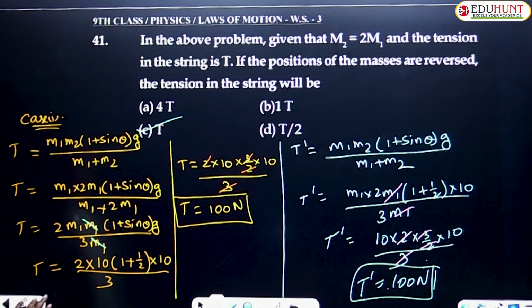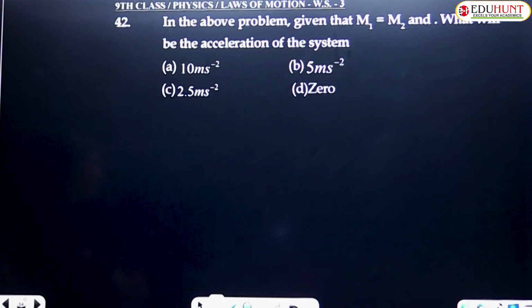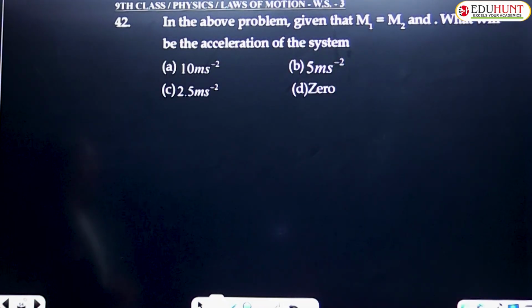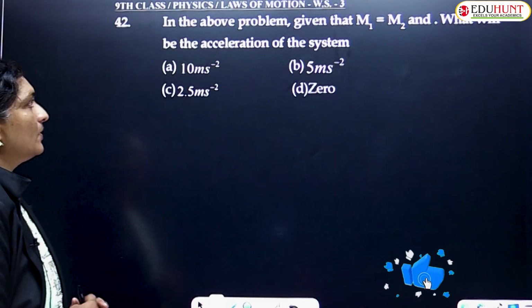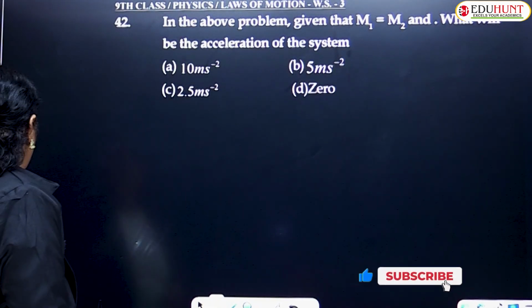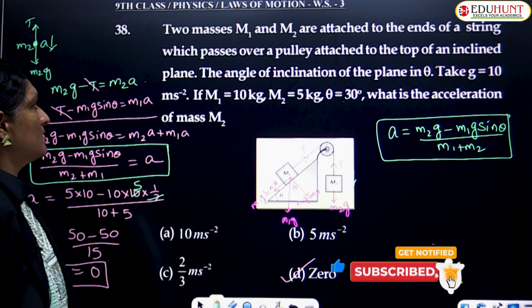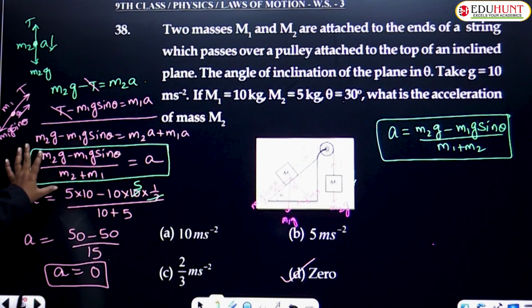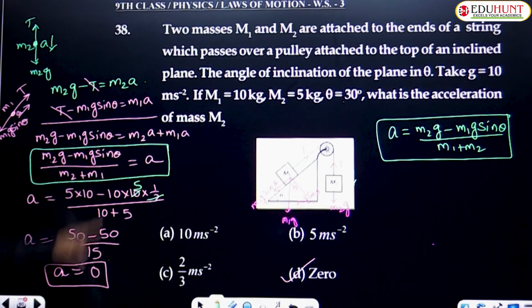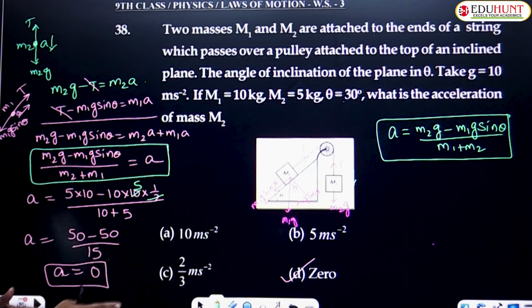Now moving to the 42nd question. In the above problem, given that two masses are equal, what will be the acceleration of the system? The above problem is the problem as it is given by the book. So what was the problem given by the book? This was the actual problem given by the publisher. In this concept, the formula for acceleration was found to be m2g minus m1g sine theta by m1 plus m2. So taking the formula as it is, let us check the relation.